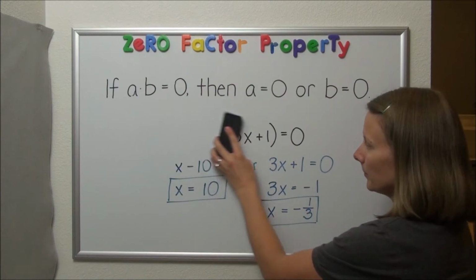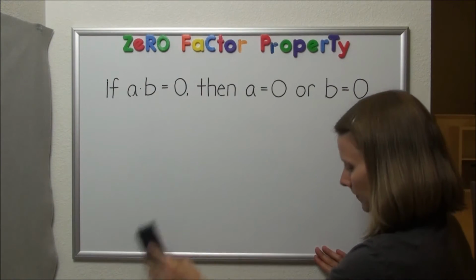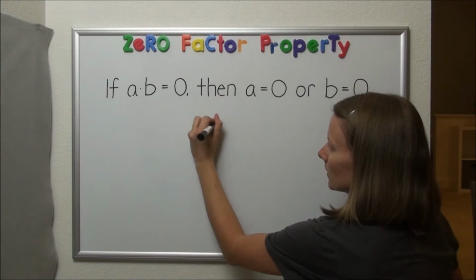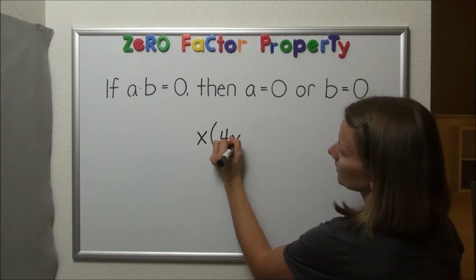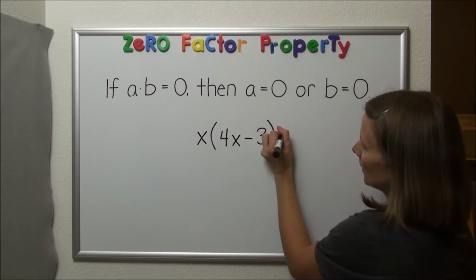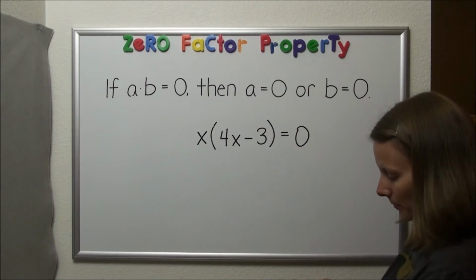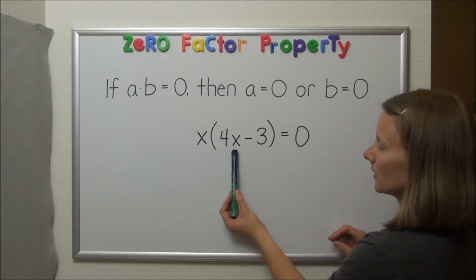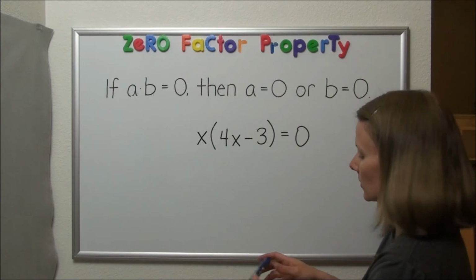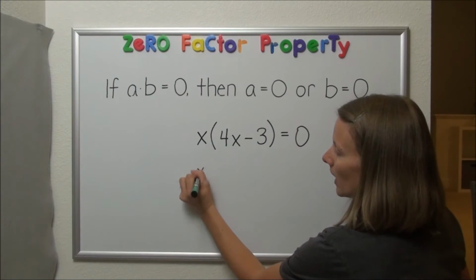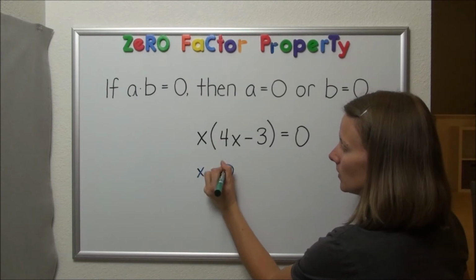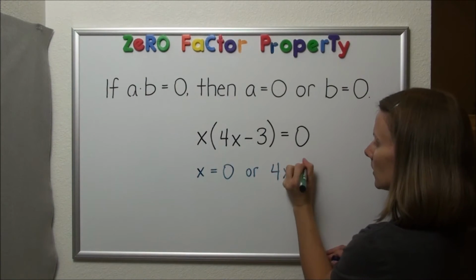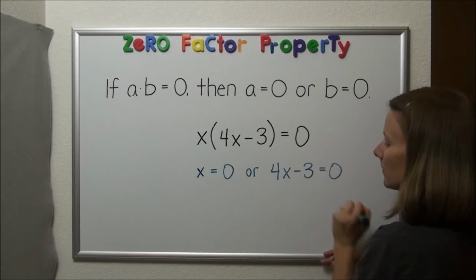We'll look at another one. Let's do x times the quantity 4x minus 3 equals 0. Again, we have something times something equals 0. One of those factors has to be 0. So either this x is 0 or this 4x minus 3 is 0. One of them's got to be 0.